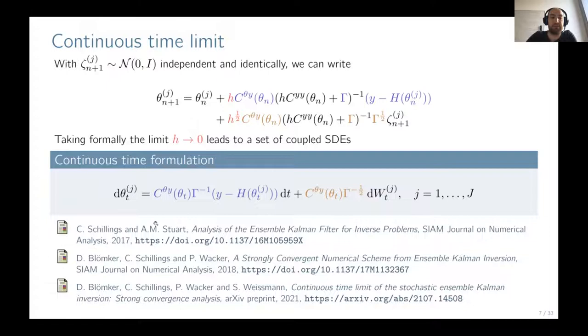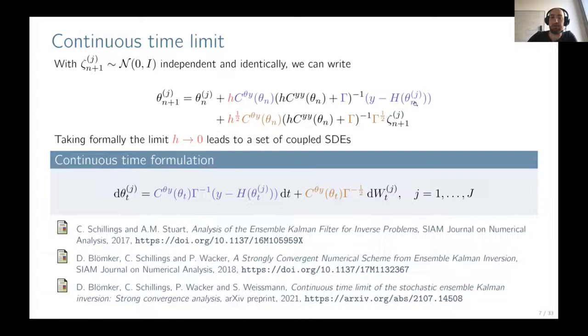So firstly, the continuous time limit has been proposed in this work from Schillings and Stewart. Then there was some preliminary work, in the simplified setting, where they presented some first results on the convergence for taking the limit h to zero. And recently, we have made this in some form rigorous, where we proved some strong and weak convergence results for taking the limit h to zero.